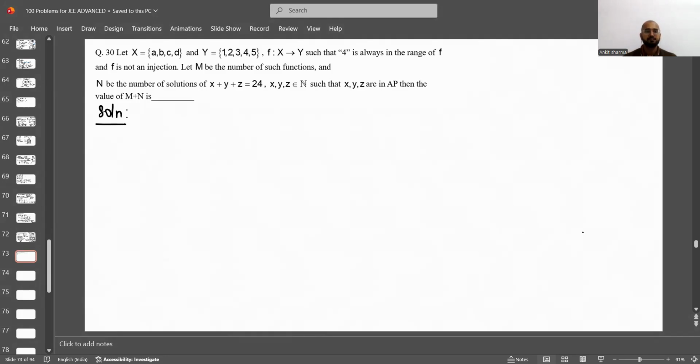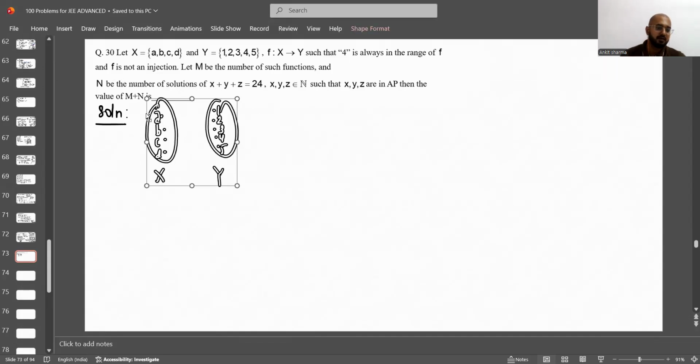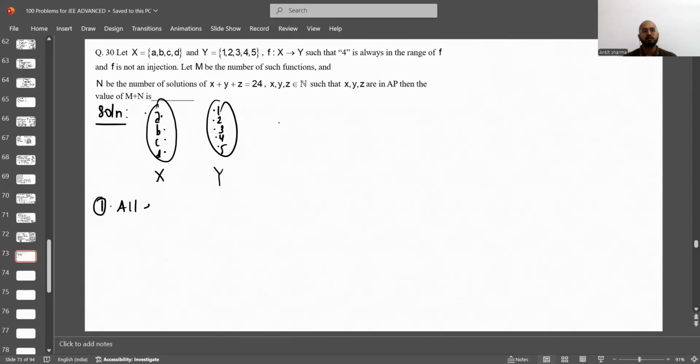So suppose this is my set X, and this right here is my Y. So I have here A, B, C, and then D. And this side we have 1, 2, 3, 4, 5. So we want the function where 4 must be in the range of f and f is not an injection. So we can consider the cases. Case 1 is when all the elements are mapped to 4.